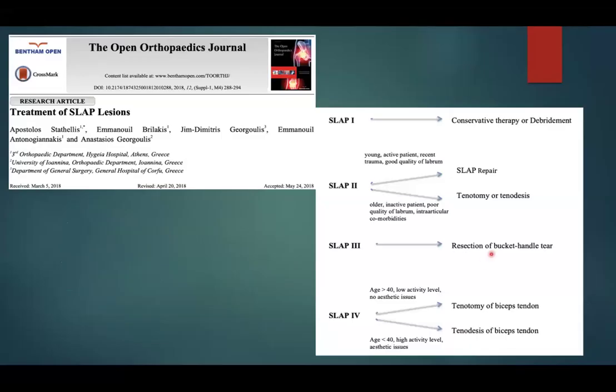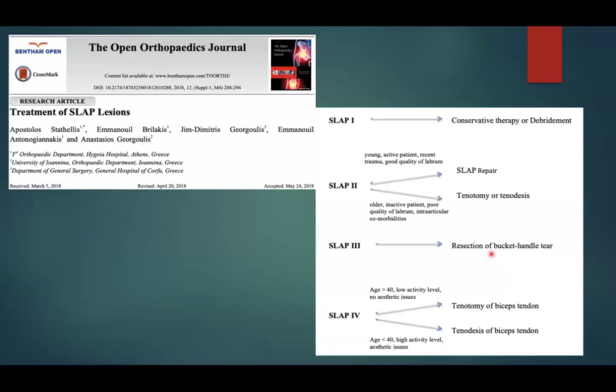There was an article in 2018 which gave the treatment algorithm for the most common types of SLAP tears, that is 1 to 4. SLAP 1 should be treated with conservative therapy or debridement. SLAP 2 was divided into two: young, active patient, recent trauma with good quality of labrum, SLAP repair; older, inactive patient with poor quality of labrum, tenotomy or tenodesis.